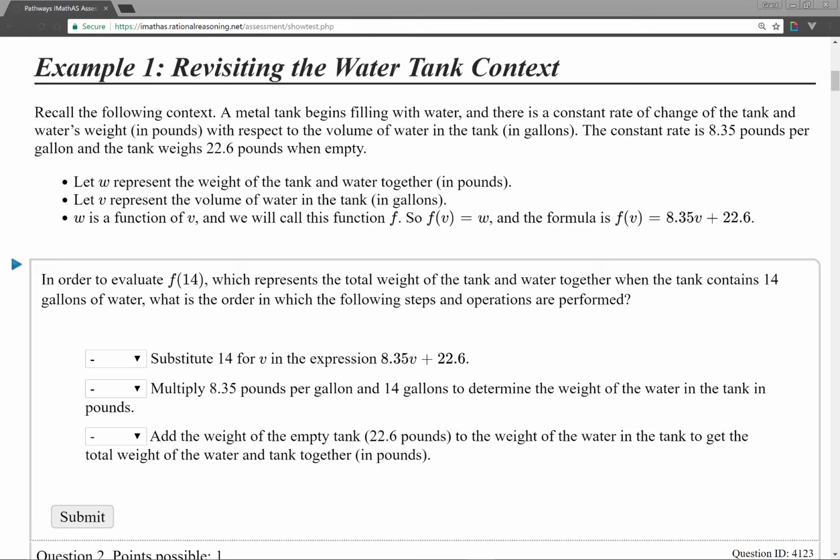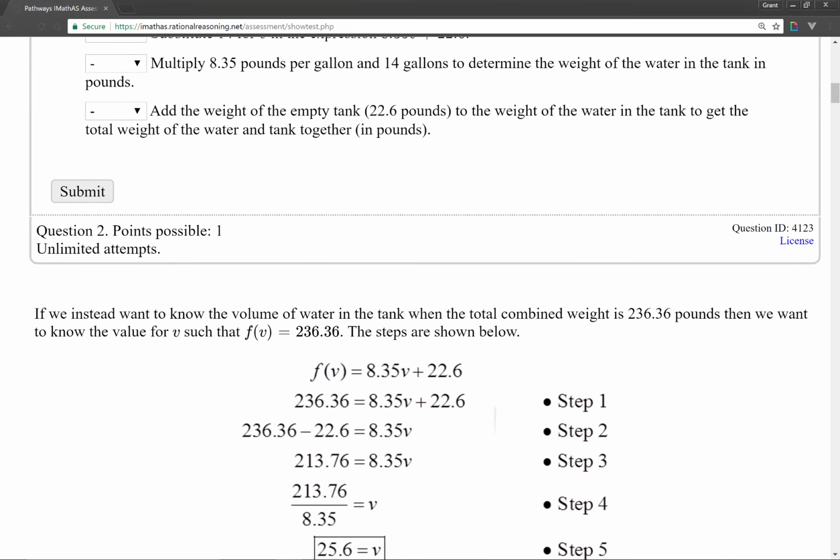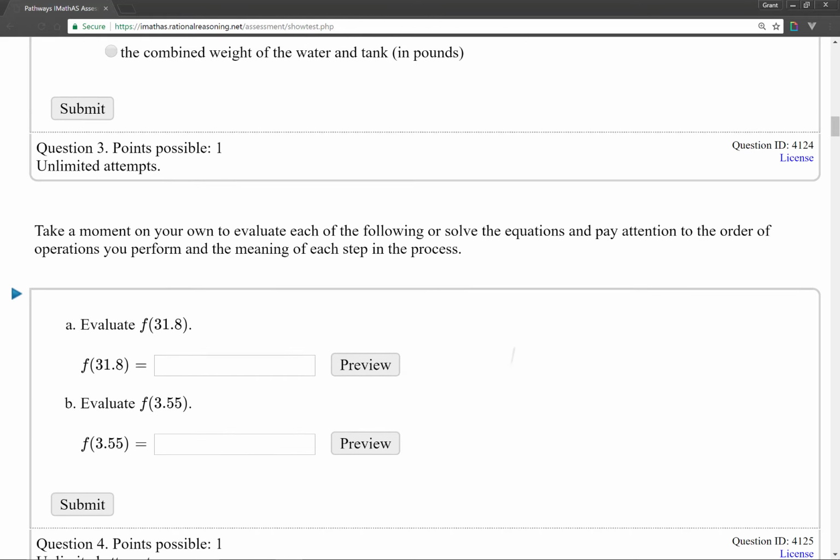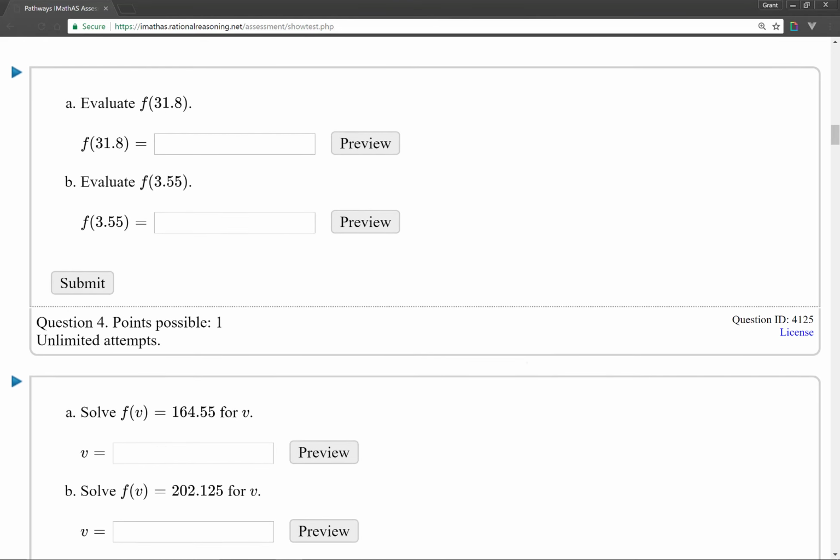We will let W represent the weight of the tank and water together in pounds, V represents the volume of water in the tank in gallons, and W is a function of V. We'll call this function f, so that f of v equals w. We're also given that the function formula for f is f of v equals 8.35 times v plus 22.6. I'm actually going to skip over the first couple tasks and just talk about a few later ones.